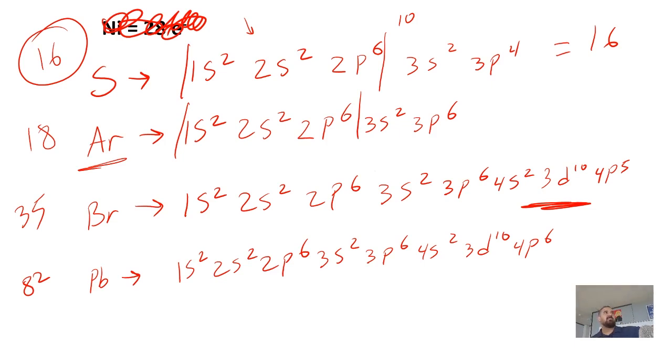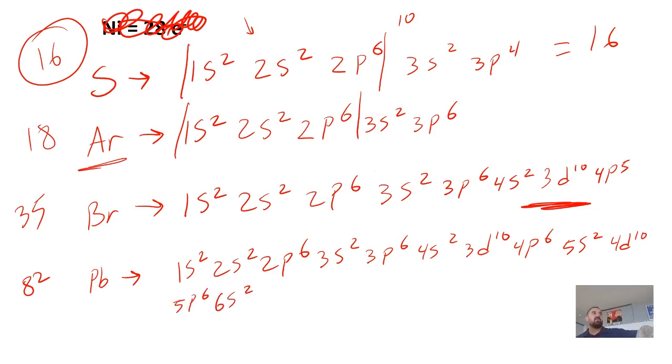So we're at 36 so far. We still need to go to lead. So let's go ahead, keep going. After 4p6, where do we go? 5s2, 4d10, good. After 4d10, we just got to cadmium. What comes next? 5p6, 6s2, nope.